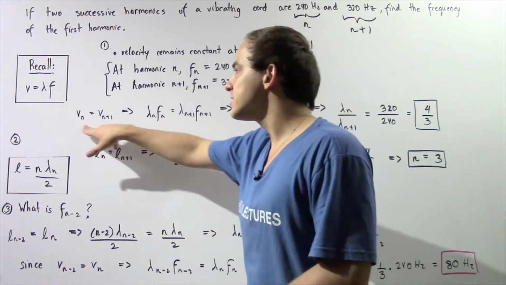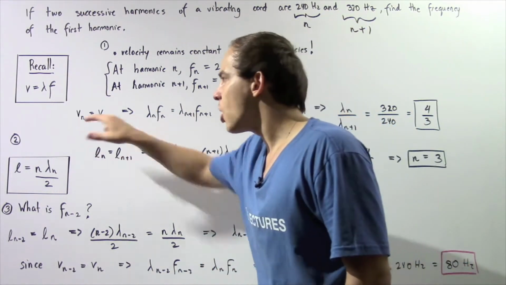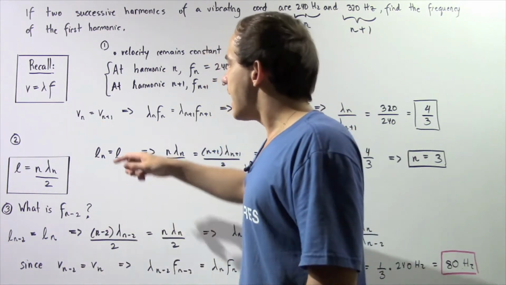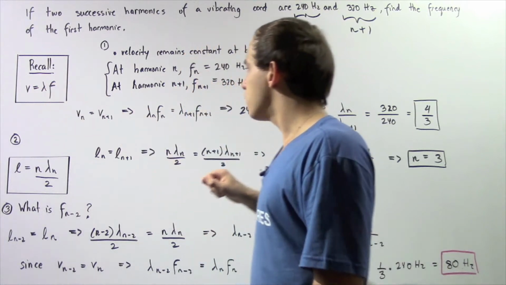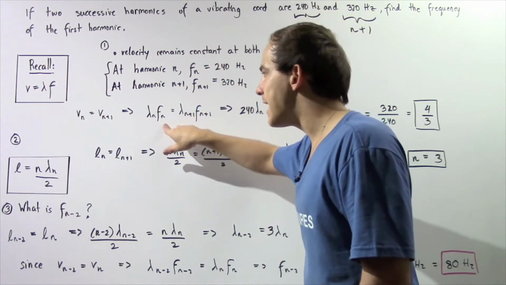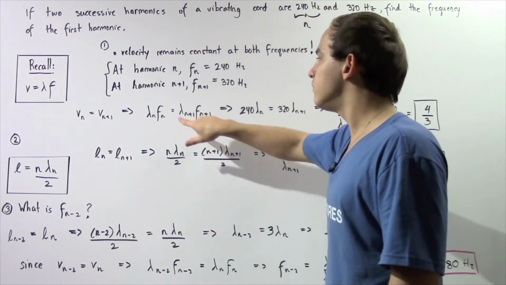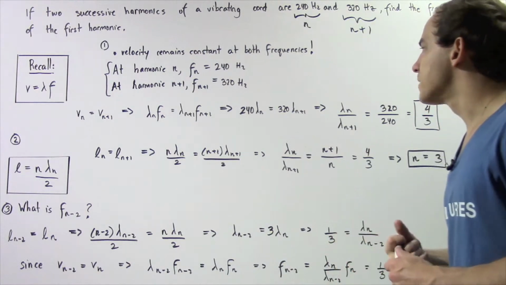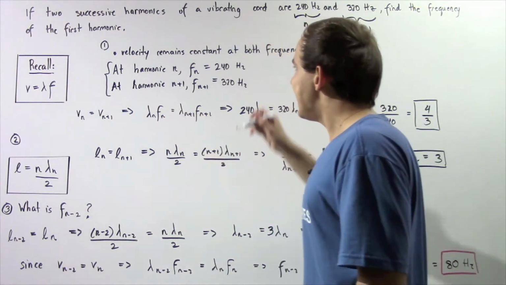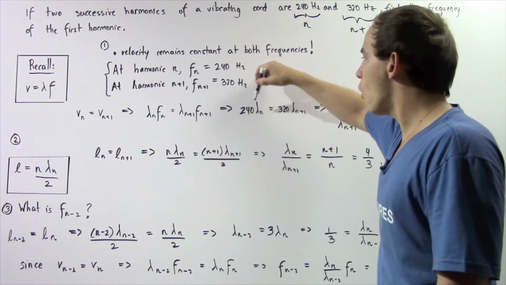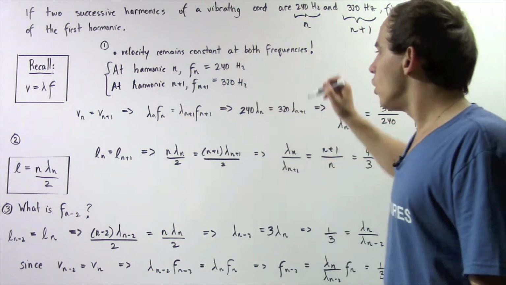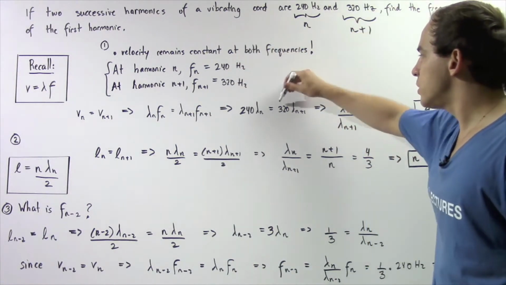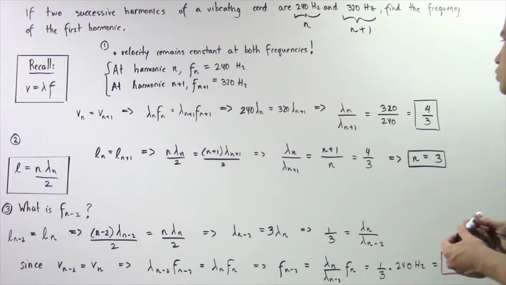So we get the following result. The velocity at the nth harmonic is equal to the velocity at the n plus 1 harmonic. Now, Vn is simply equal to the product of lambda n and Fn, and that's equal to the product of lambda n plus 1 multiplied by the frequency n plus 1. Now, we know what our frequency n is. It's 240, so we have 240 multiplied by lambda n, and we also know that our frequency n plus 1 is 320. So this is equal to 320 multiplied by lambda n plus 1.